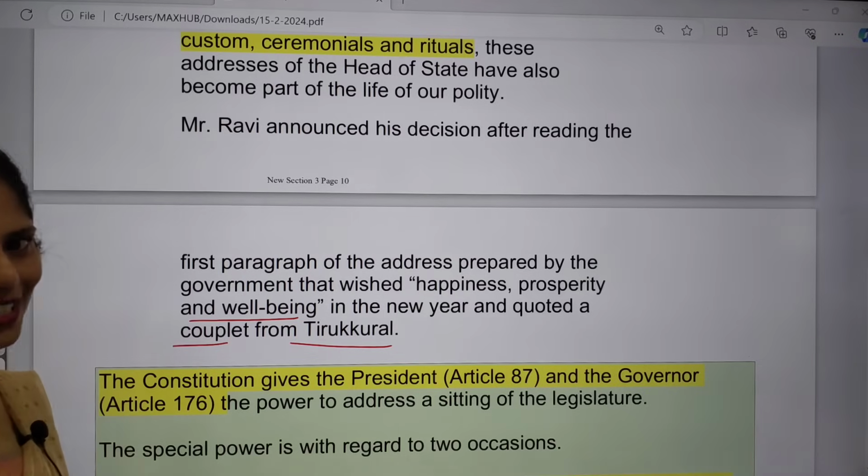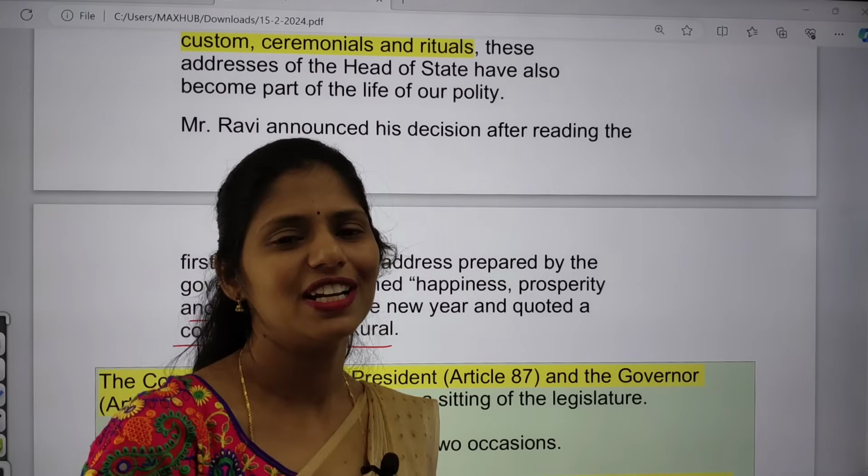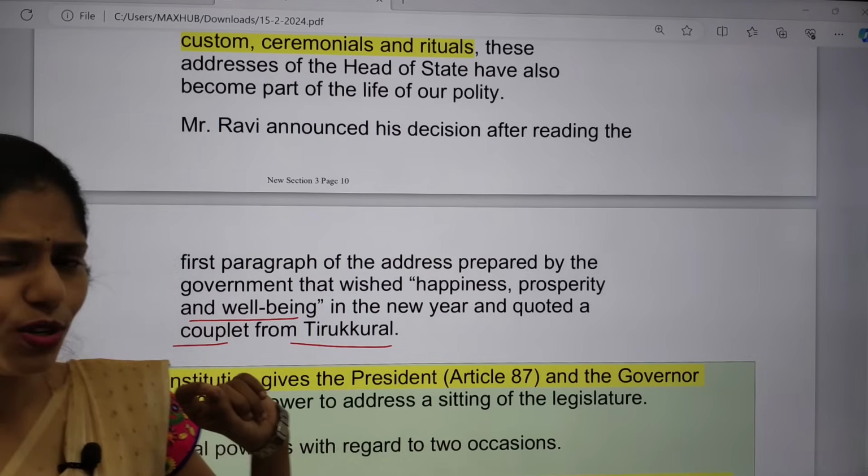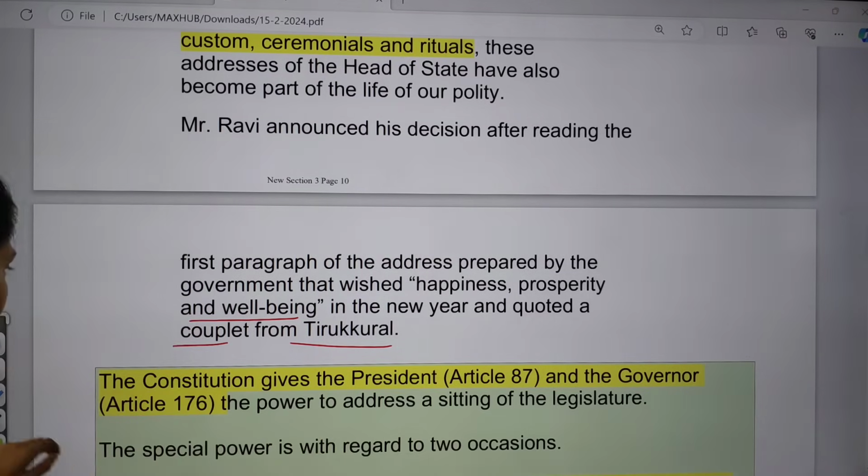Please let me know what this Tirukkural is. If you have read Sangam literature, you will have come across this word, Tirukkural. Please let me know what it is and who wrote it.